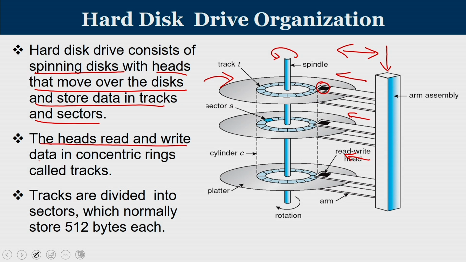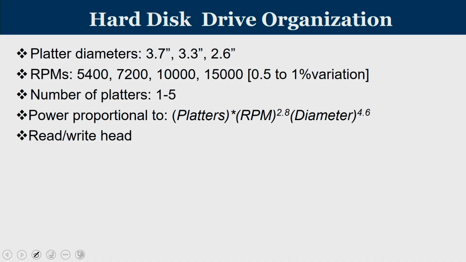The heads read and write data in concentric rings called tracks, and tracks are divided into sectors, which can generally store 512 bytes of data. This is your sector, and each block can store 512 bytes of data. Generally the diameter of your platters, the circular surface, is 3.7 inch, 3.3 inch or 2.6 inch, and these platters are rotated with the help of a spindle. The number of revolutions per minute is roughly 5400, ranging up to 7200, 10,000, 15,000.